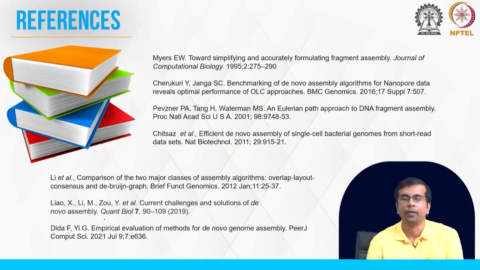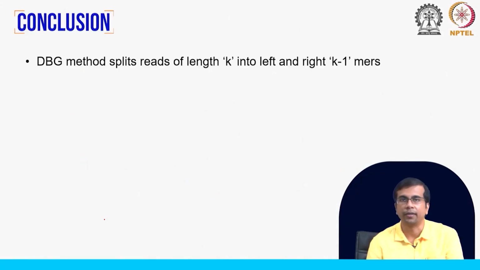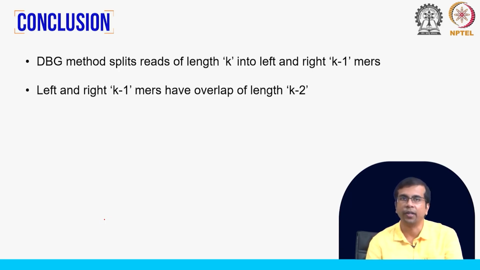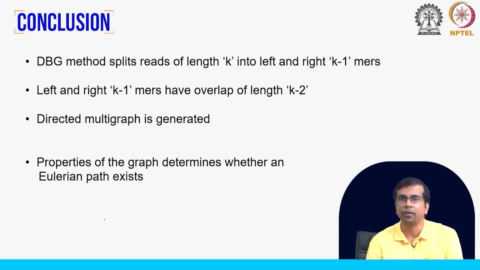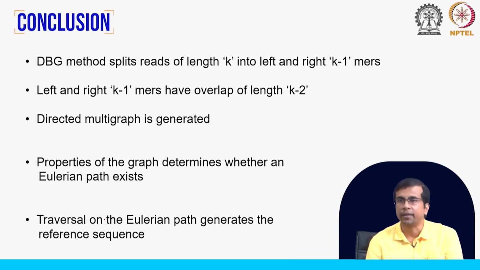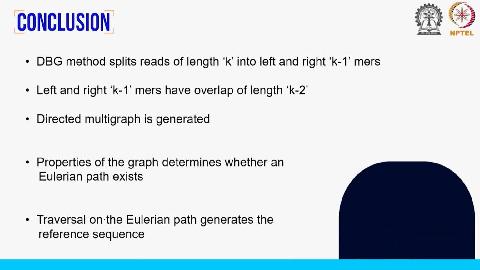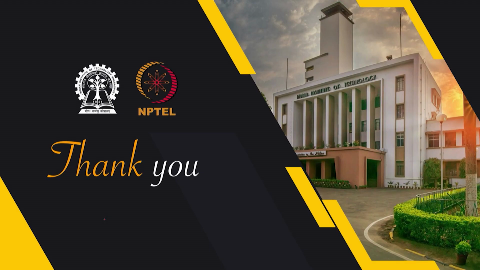So, here are the references for this class. We have discussed the DBG method and introduced how it works. We see that the reads of length k are first split into left and right k minus 1 mers, and these left and right k minus 1 mers have an overlap of length k minus 2. We also generated this directed multigraph from these k minus 1 mers, which is then used to determine whether there is an Eulerian path in that graph, and if that path exists, we traverse it, which gives us the reference sequence. Thank you very much.